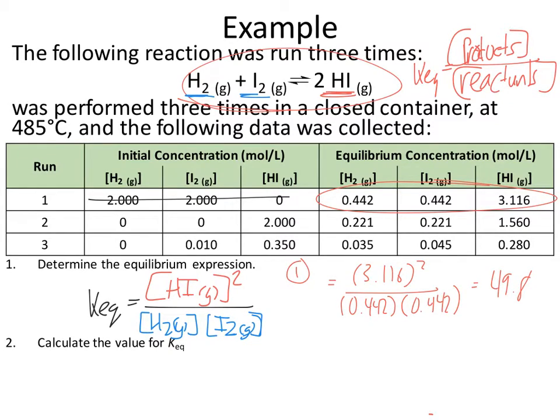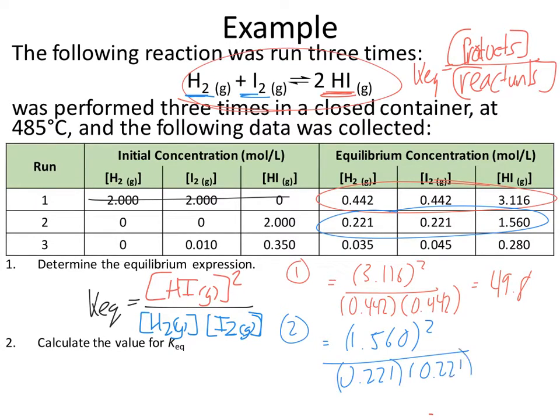Now, if we look at trial number 2, that's going to be KEQ, so we're going to use these values over here. We get 1.560 squared divided by 0.221 multiplied by 0.221. So again, we're just using the values of our H2 and our I2, and we're just plugging them into this equation. And if you do the calculation here, you get 49.8.